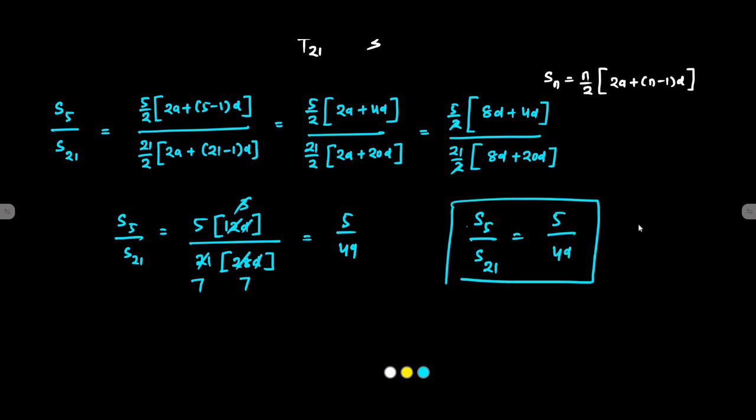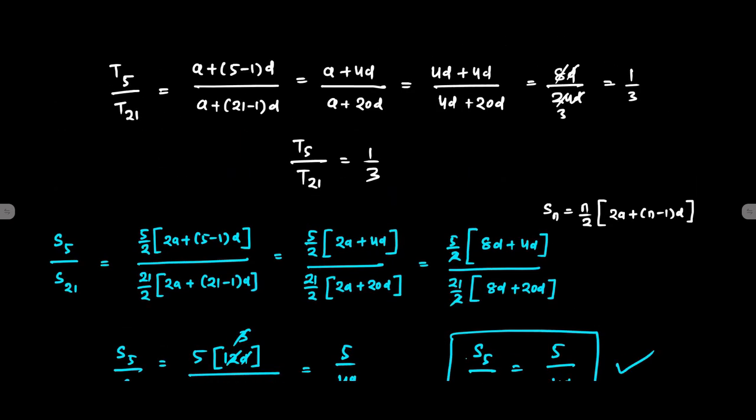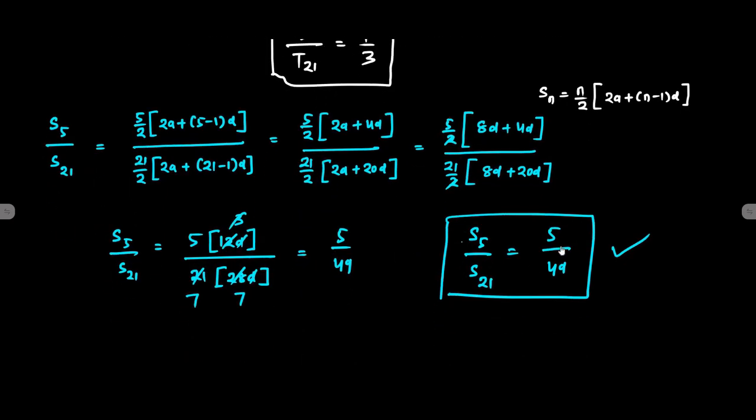So we found out the ratio of the 5th term to the 21st term, which is equal to 1 by 3, T5 by T21, and the ratio of the sum of the first 5 terms to the sum of the first 21 terms is equal to 5 by 49. Okay.